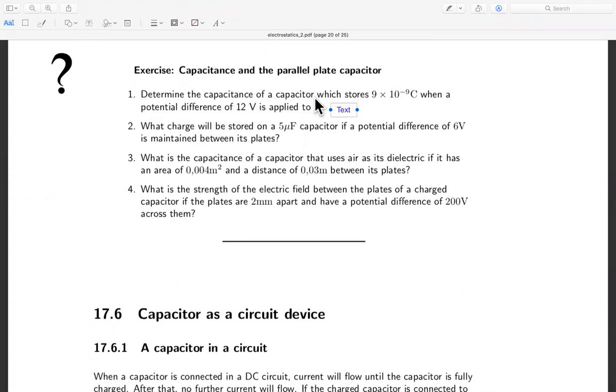determine the capacitance of a capacitor which stores 9 times 10 power minus 9 coulomb when a potential difference of 12 volts is applied to it. Capacitance C equals Q over V. So it means 9 times 10 power minus 9 divided by 12 volt.